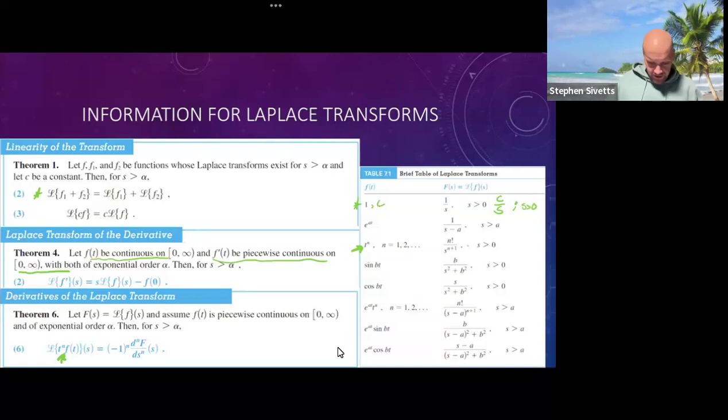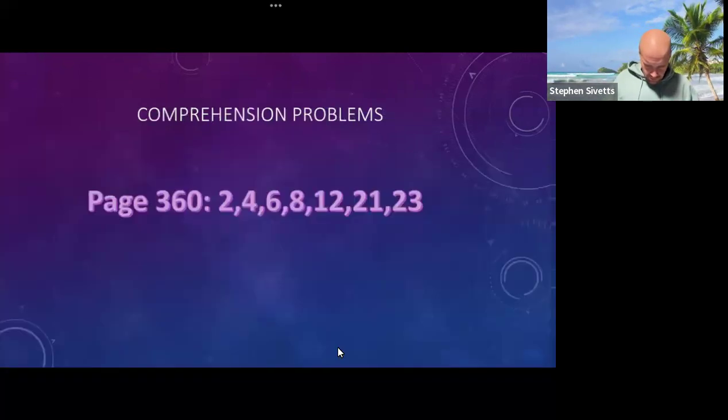So those are important things to know going forward in the next few videos on Laplace transforms. But let's go over some comprehension problems that you will do. These are really simple problems. Usually you're just taking the improper integral. That's what these problems constitute. So in the next few videos, we're going to be discussing in detail Laplace transforms, and then using those to solve any order differential equation.